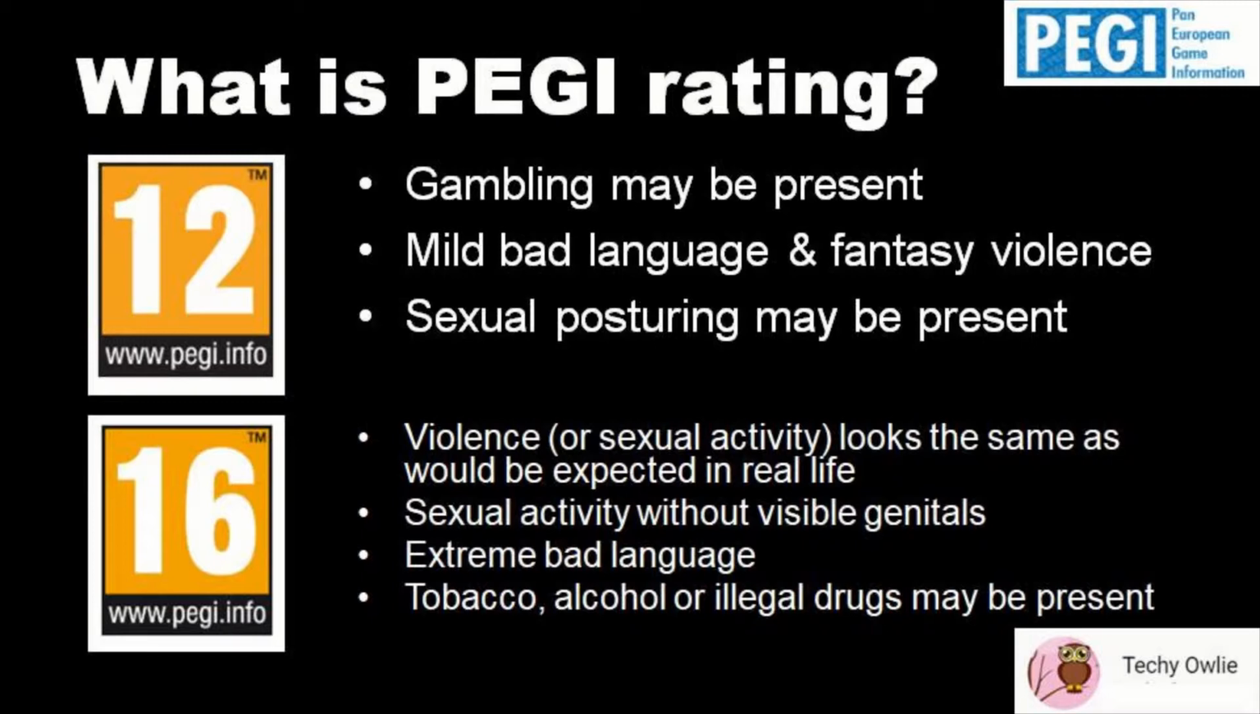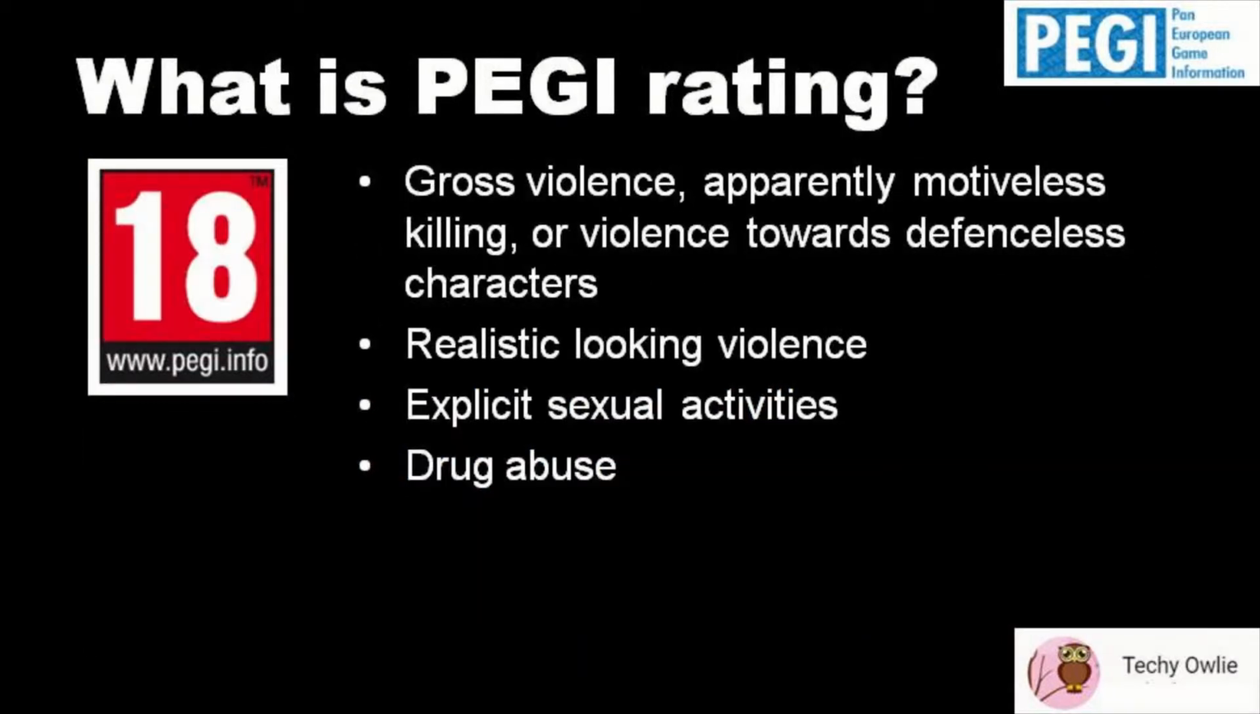Then we have 12 and 16. Children 12 years or older can play, and gambling may be involved, with mild bad language and fantasy related violence, for example smashes a little bit, and sexual posturing may be present. At 16, the violent content may look like what we see in real life, and there could be sexual activity without any involvement of genitals. There could be abusive language, and some of the content may use drugs, alcohol, tobacco.